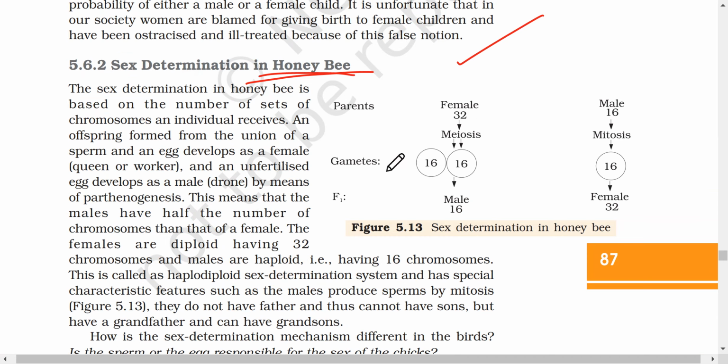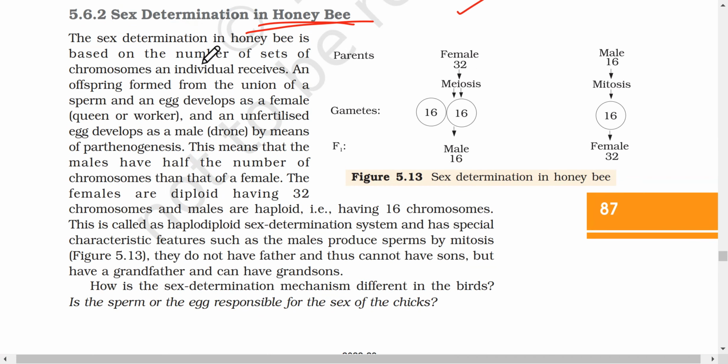Let's see. The sex determination in honeybees is based on the number of sets of chromosomes an individual receives. An offspring formed from the union of a sperm and an egg develops as a female, queen or a worker. Female में दो ही होते हैं, queen or a worker. And an unfertilized egg develops as a male by parthenogenesis.